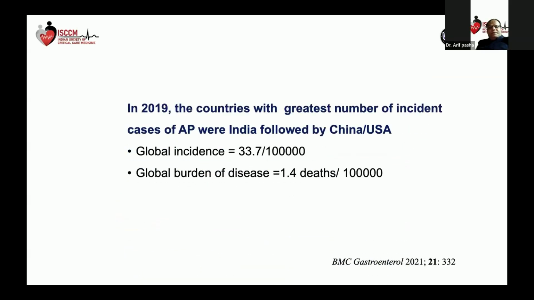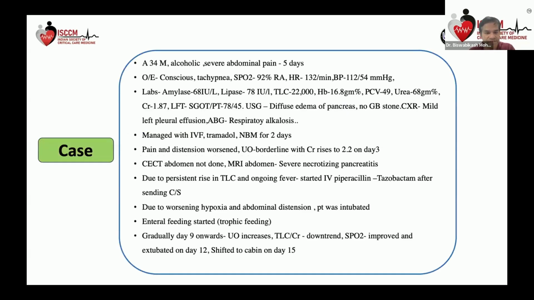Why have I chosen this topic? Because in 2019, India was the country with the greatest number of incident cases of acute pancreatitis, with a global incidence of almost 33.7 per 1 lakh, and a disease death rate of almost 1.4 deaths per 1 lakh population. With this, I'll go with a case.